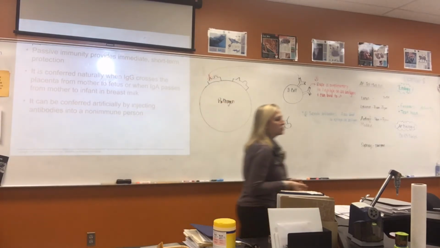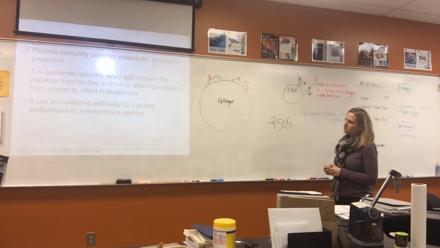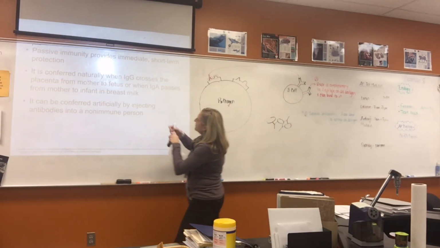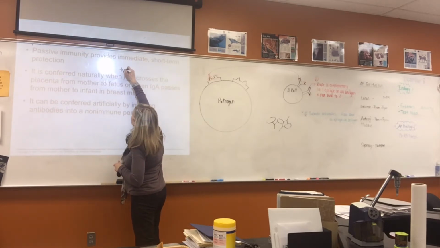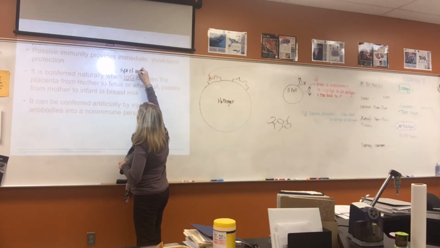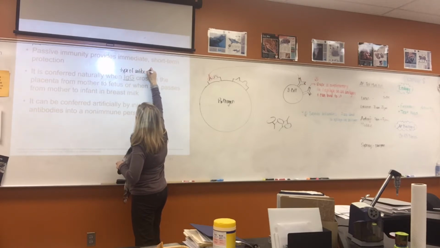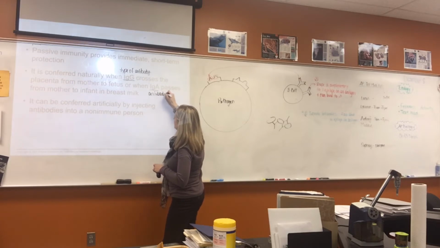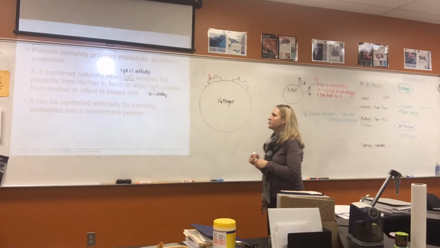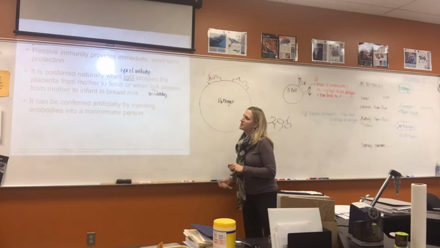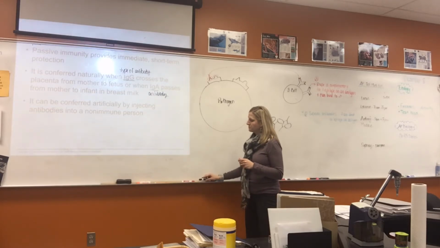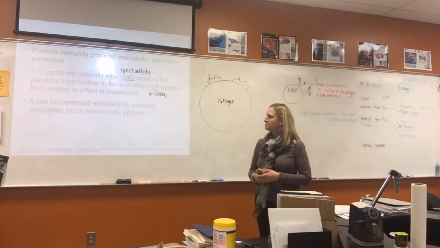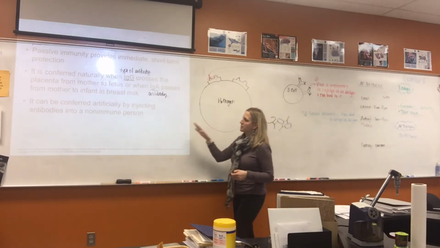This is immediate short-term protection. It's conferred naturally when it says IgG. I'm going to have here, this is a type of antibody. You guys don't need to know these antibody classes. This is also an antibody, another type. Conferred naturally when this antibody crosses the placenta from mother to fetus, or when another antibody passes from mother to infant in breast milk. And you can also get injected with antibodies.